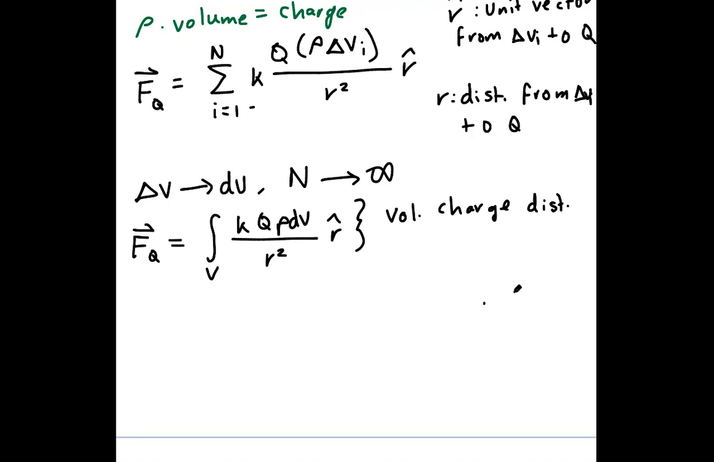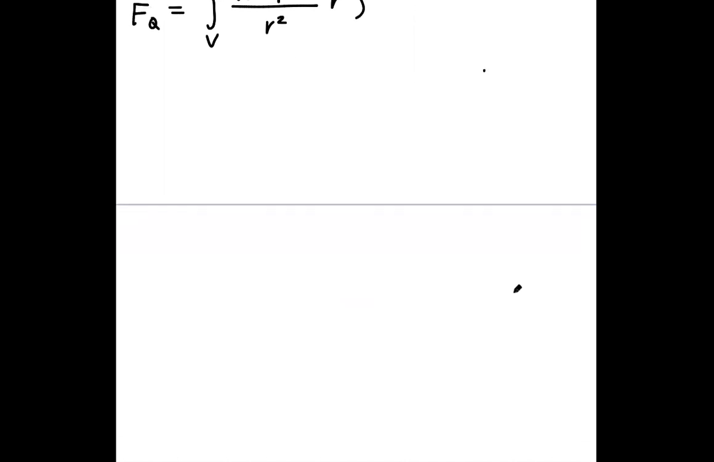All right. Now, what if we have a pancake-like charge distribution? And let's say all of that charge is actually distributed on the surface of that little pancake-like structure. How would we make sense of that? Well, now we use surface charge density. So now we can say that F sub q is equal to the integral of k times q times sigma dA all over r squared times r hat.